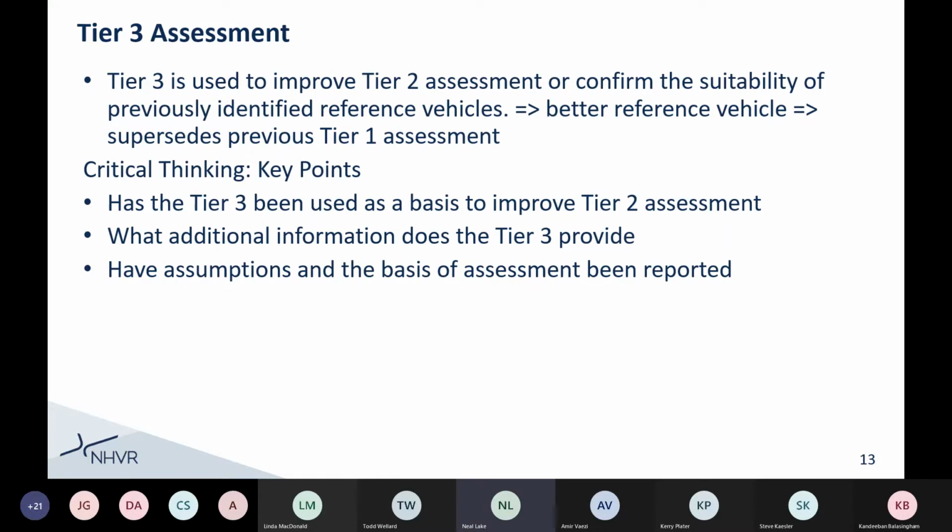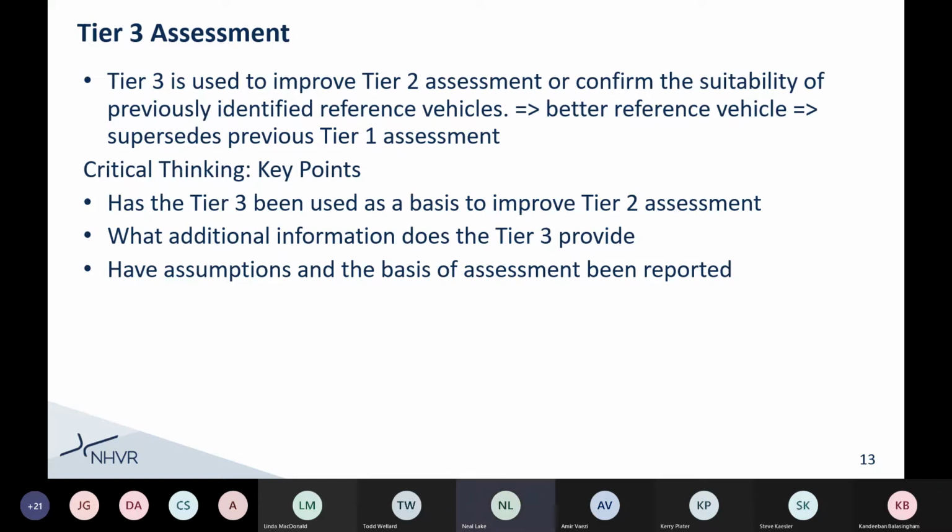So if we think about tier 3, tier 3 should be an extension of tier 2, with the idea that we can do better capacity assessments of structures so that we can identify more accurately the reference vehicles, so that we can get better estimates of what they are, and hopefully then use that to do better tier 1 assessment. But a tier 3 essentially is used as a catch-all in the industry.